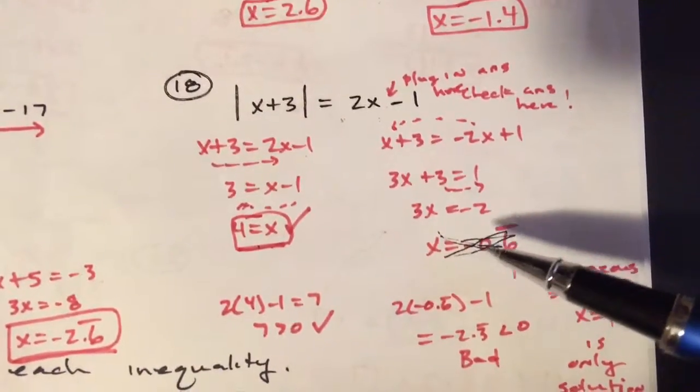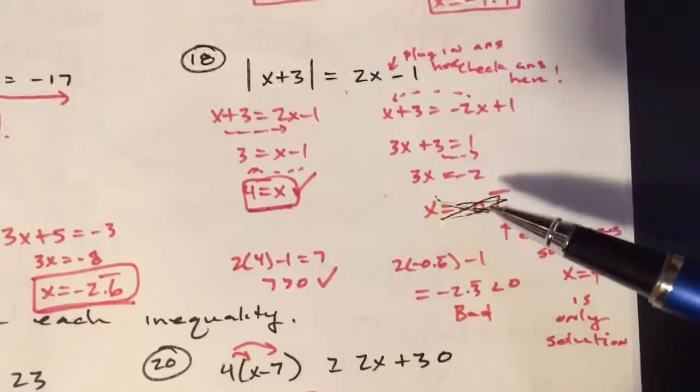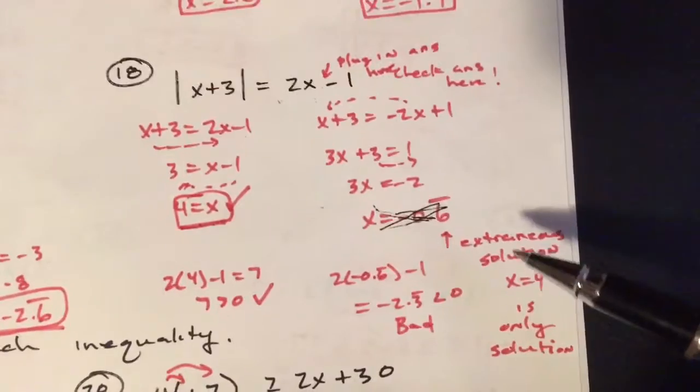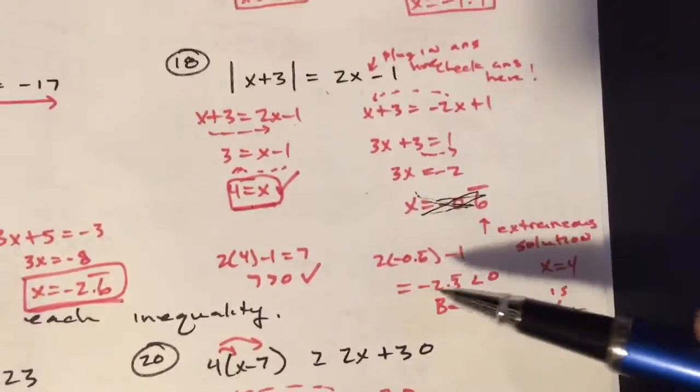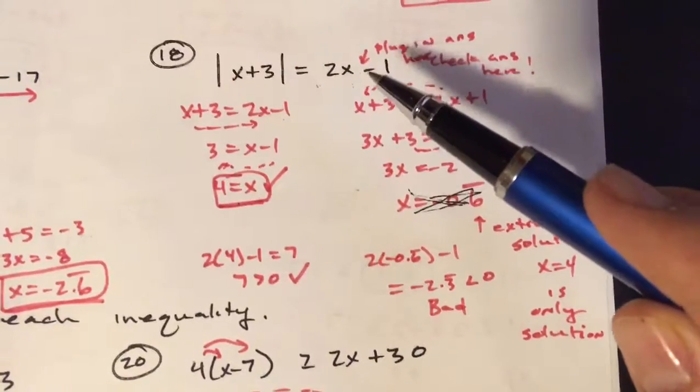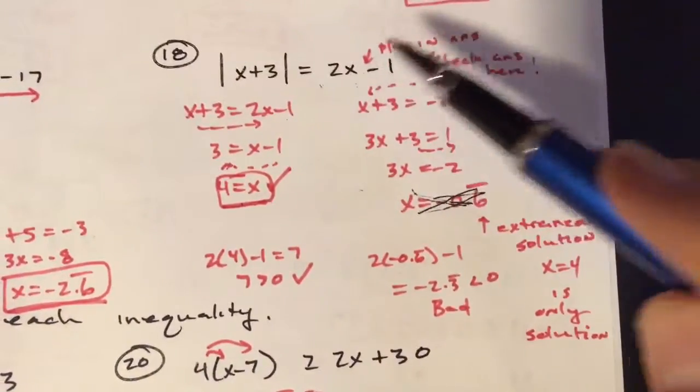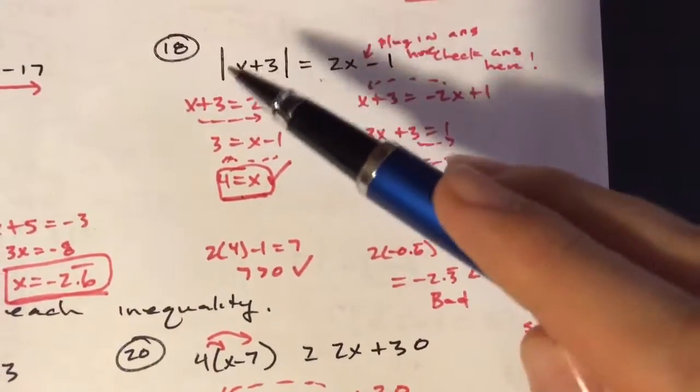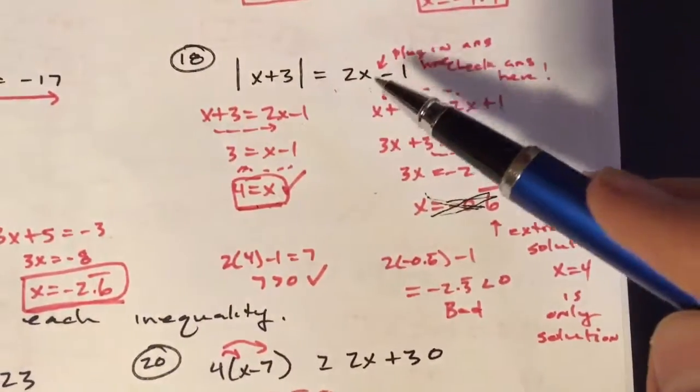You get x as a negative 0.6 repeating. Now, we're going to talk about why that answer is extraneous here. Guys, you want to take that 4 that you got, and you want to plug it in right there. Plug it in to the right side. You want to make sure that what you get out of the absolute value turns out to be a positive.